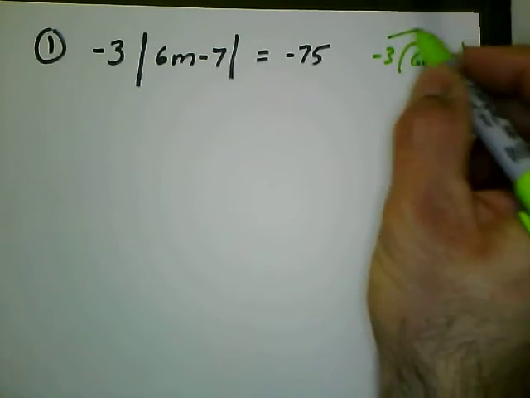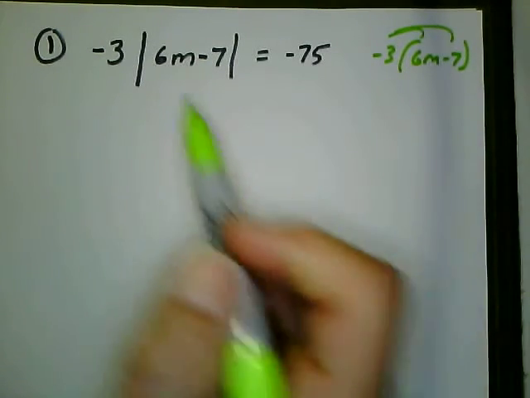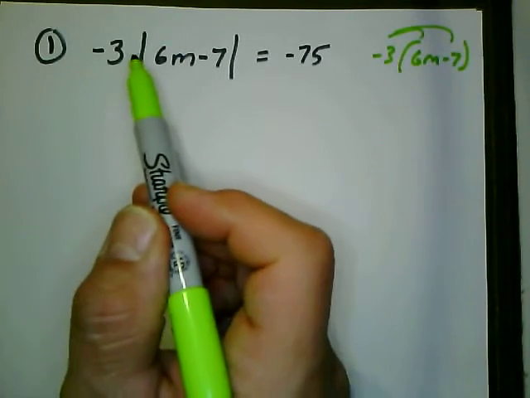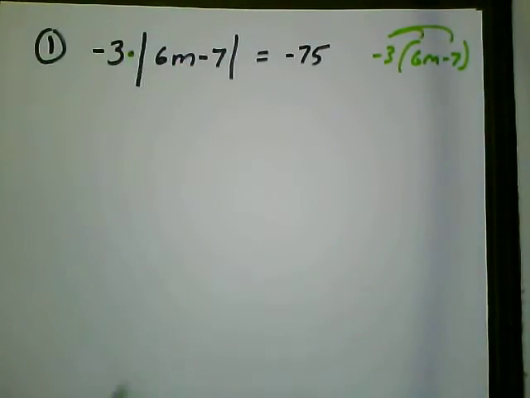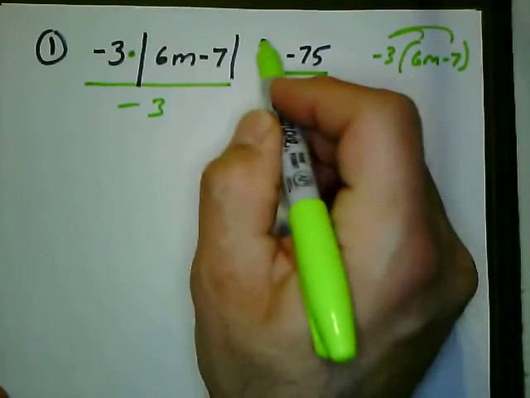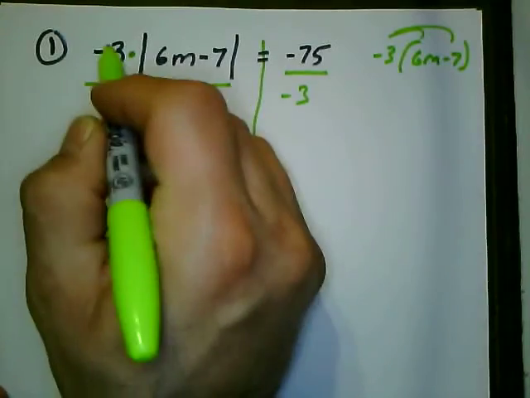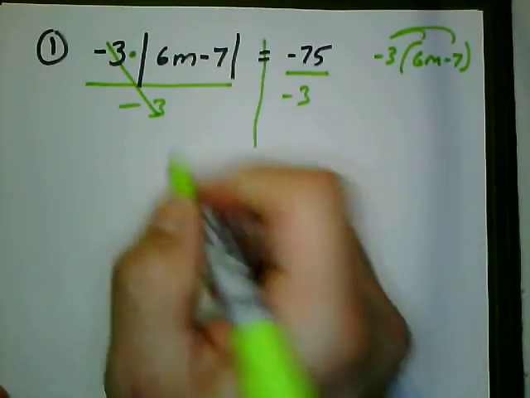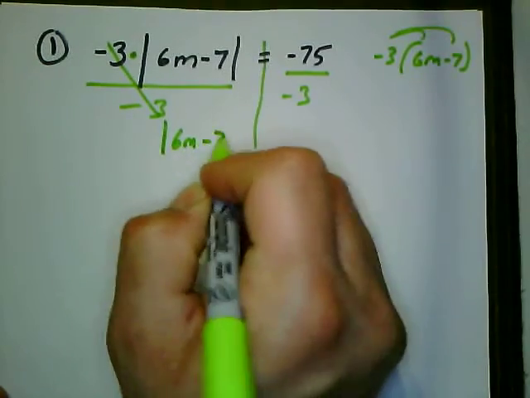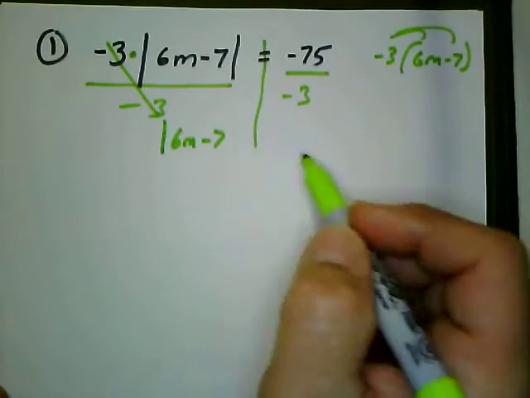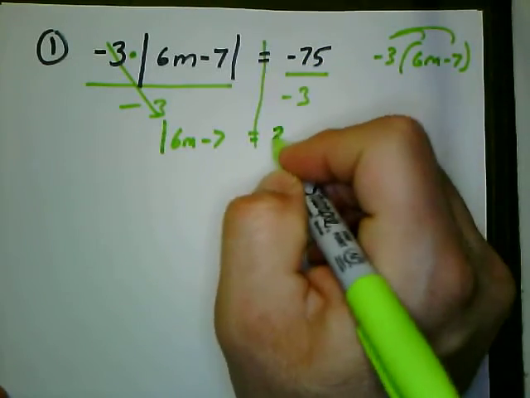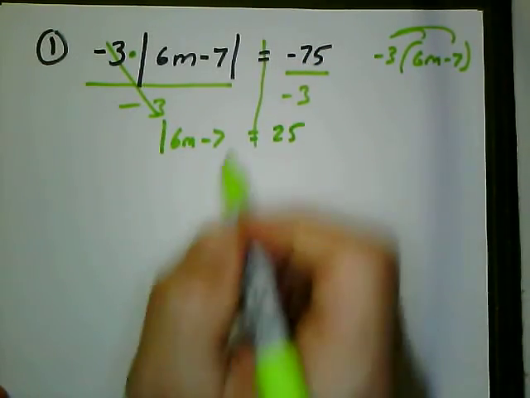remember how that would be multiplication and you would distribute it? But these are not parentheses, so we don't distribute, but we can do the same thing. Since it's being multiplied, technically, we can go ahead and divide by -3 on both sides of our equation. And we're left with the absolute value of 6m minus 7, because our -3's are gone, equals, and -75 divided by -3 is 25.